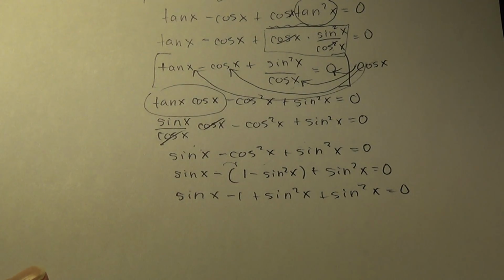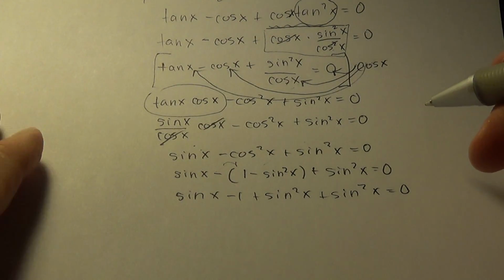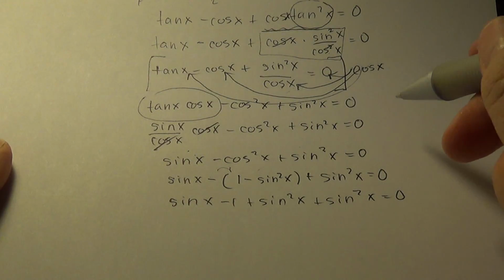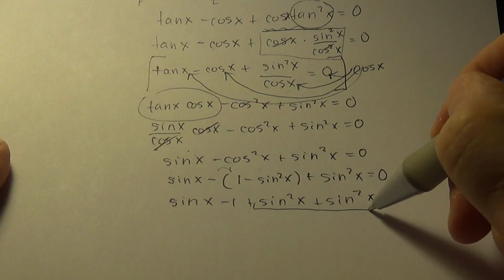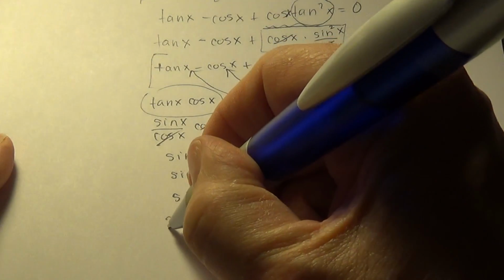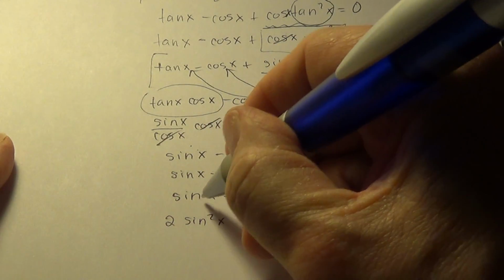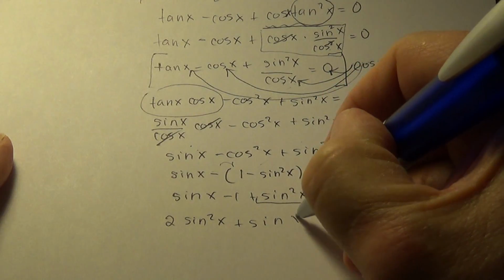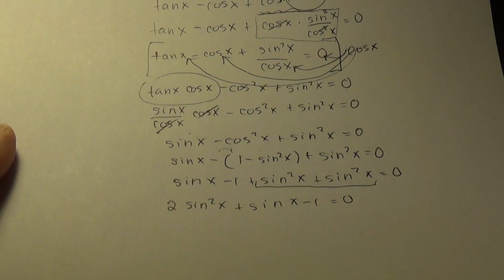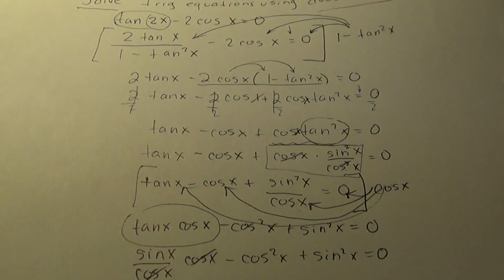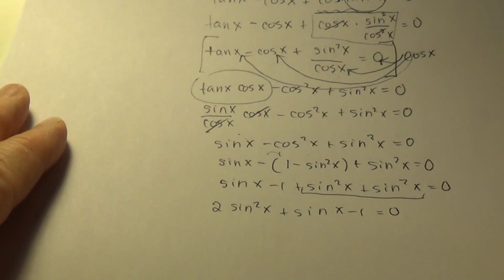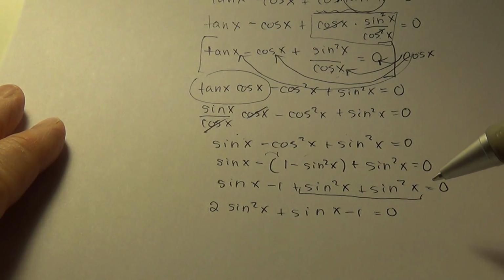All right, sniff it out, mathematical puppies. What am I going to do next? I'm going to combine like terms. These are both the same. What's sine squared x plus sine squared x? 2 sine squared x, and then just writing the sine x and the minus 1. All right, it's time to complete our problem after all that. All right, but again, each step led me to the next.